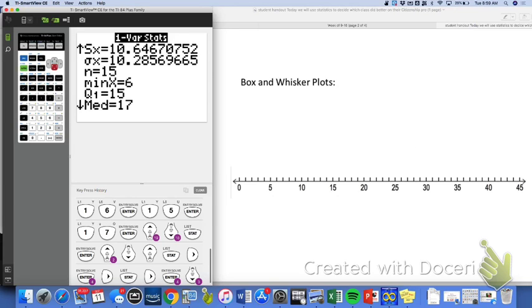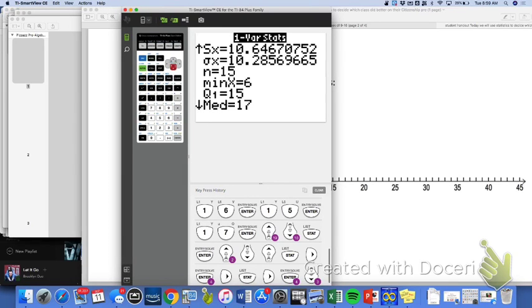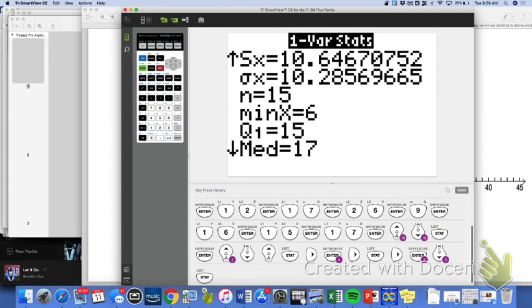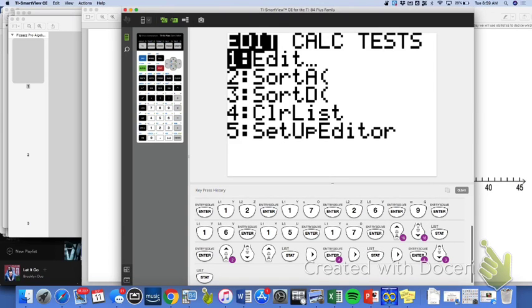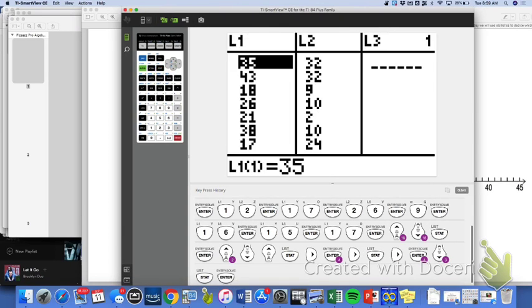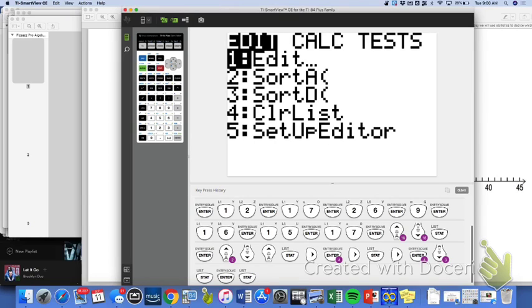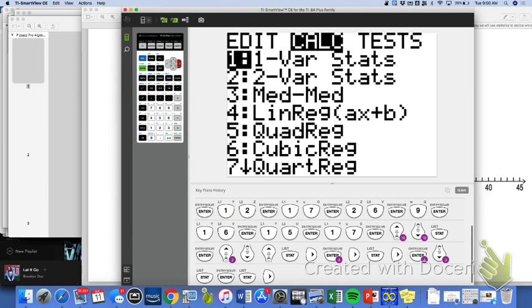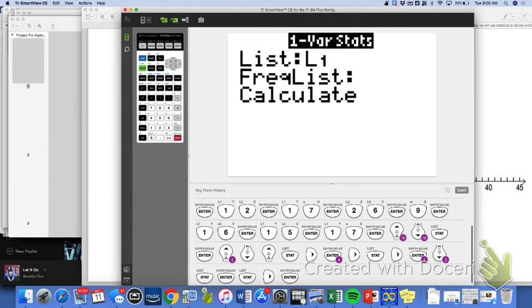So let's say we want to run the stats now for third period. I'm still going to go to the stat button where all the magic happens. So we're going to stat. We're still going to go to edit again. Oh, I'm sorry, we're not going to stat edit. We're going to stat and then what? Stat and then calc, thank you. And then go to one variable. Now, this is where we need to change the list.